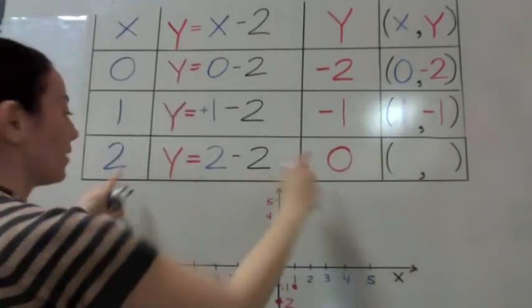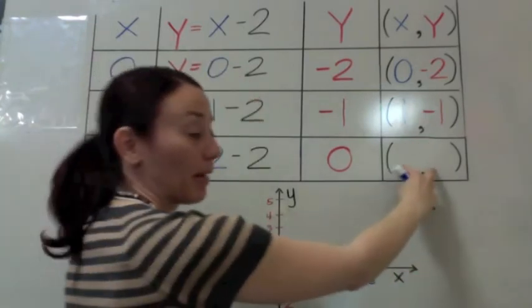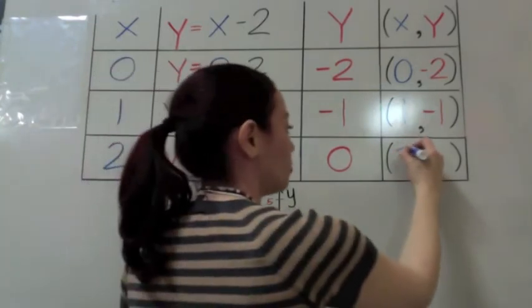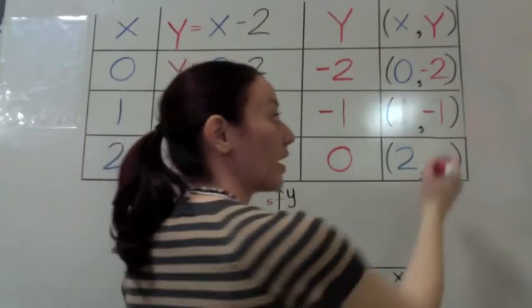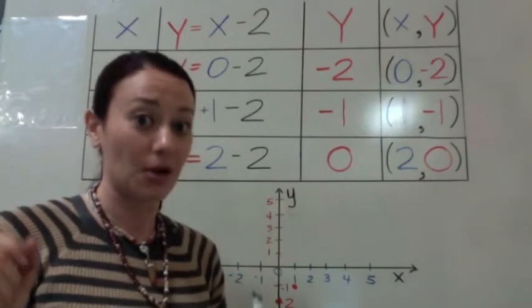Okay? So we're going to write 0, and then when we put the ordered pair together, which is x and y, what are we going to write? What's the ordered pair? What am I going to write right there? I'm going to write 2 comma, what's y again? 0.